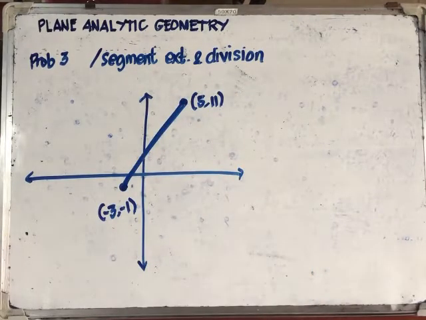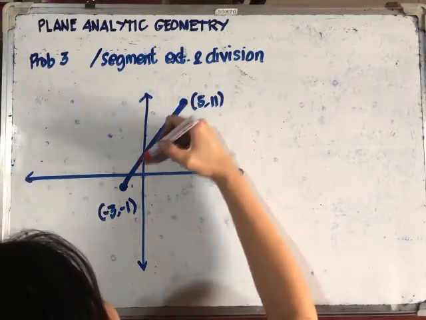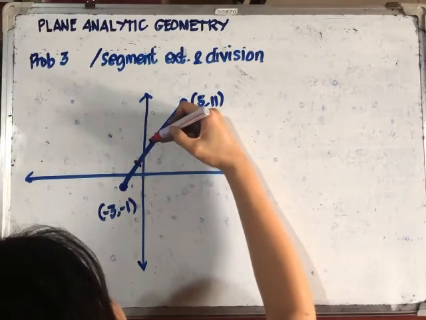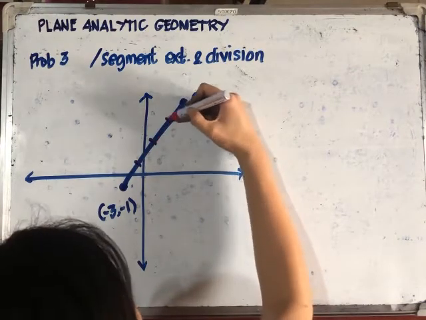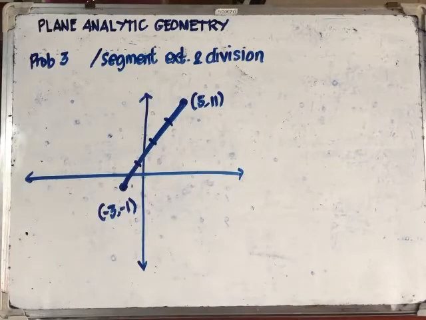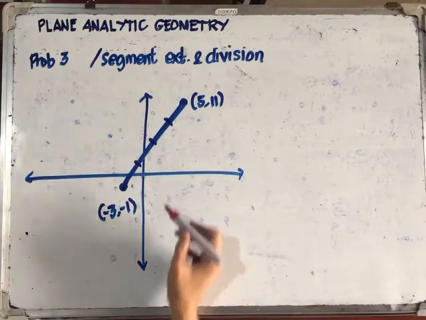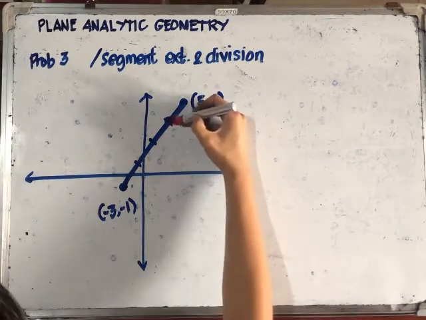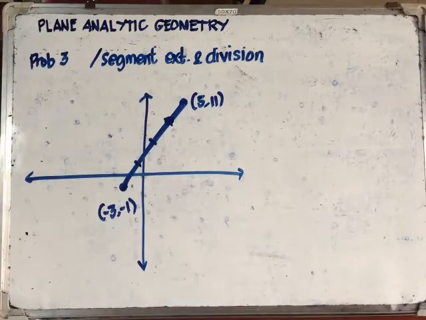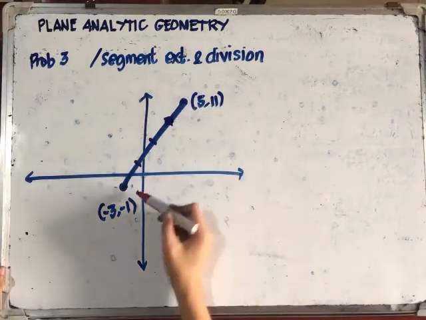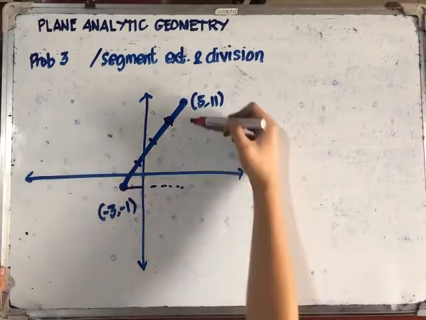And we need to divide these segments into 4 equal parts. So, that would be a point here, maybe another point here, and another point here. The question is, what is the coordinate of this point nearest to (5, 11)? And how do we approach this problem, right? What you need to get here is the total change in x, and the total change in y.